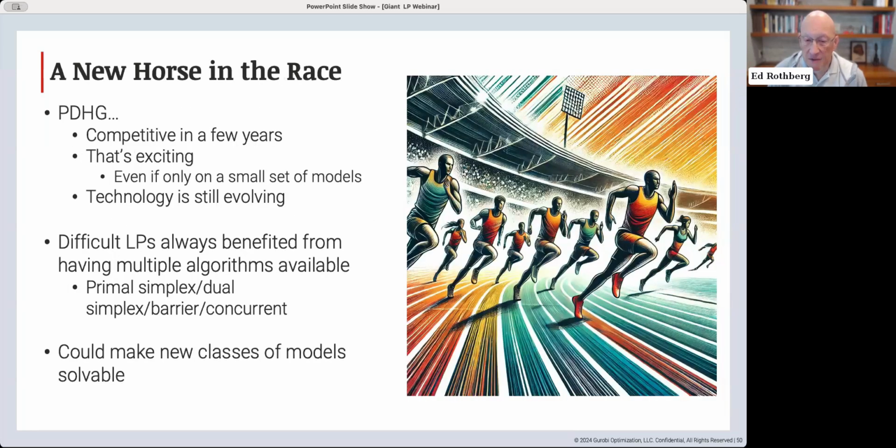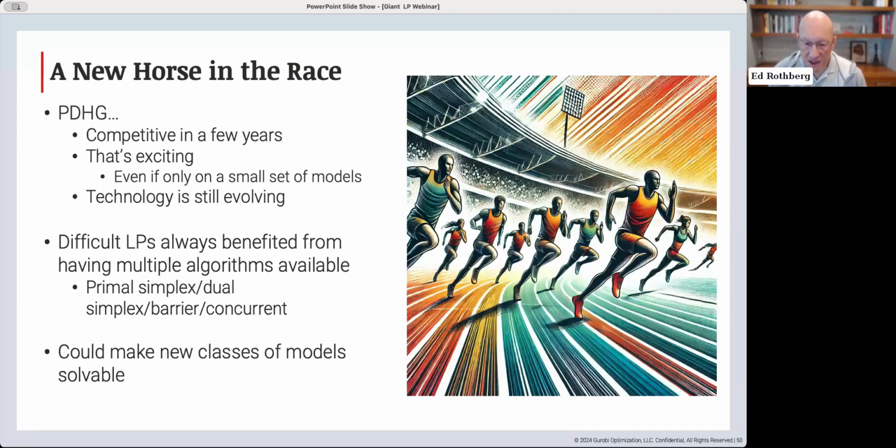All right, having said that, it's great that there's a new horse in the race. So PDHG has gone from a paper to a method that's competitive on a small set of models, but potentially an important set of models. And the fact that it's so new means the technology is still evolving quickly. And the fact that it sometimes wins, sometimes loses against the more traditional approaches, we're used to that.